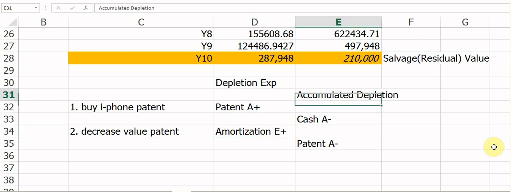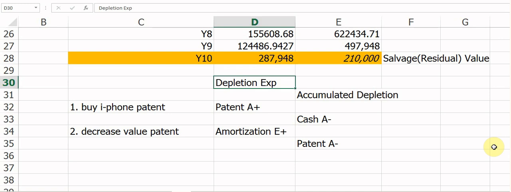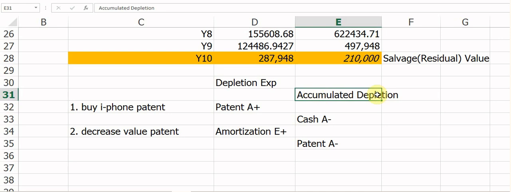And then for depletion, so I'll do a depletion expense and then accumulated depletion. Depreciation works the same way. I do a depreciation expense debit and credit accumulated depreciation. Okay. So that's chapter 9.